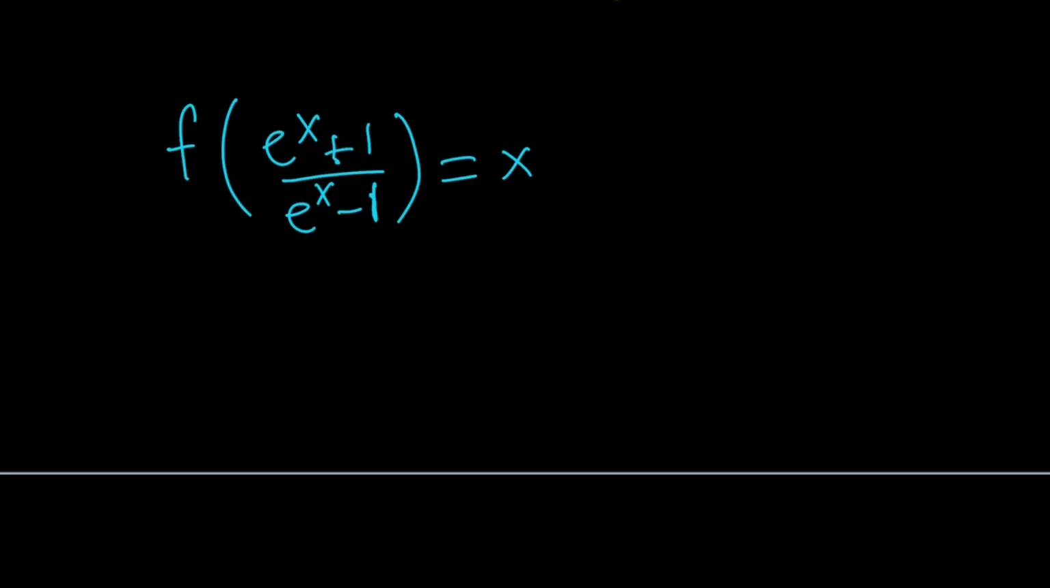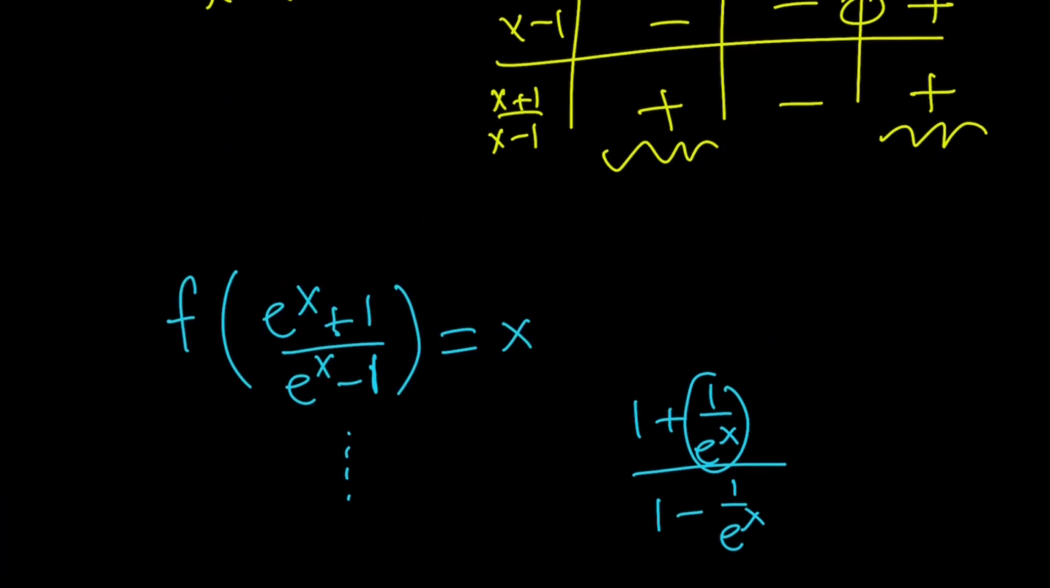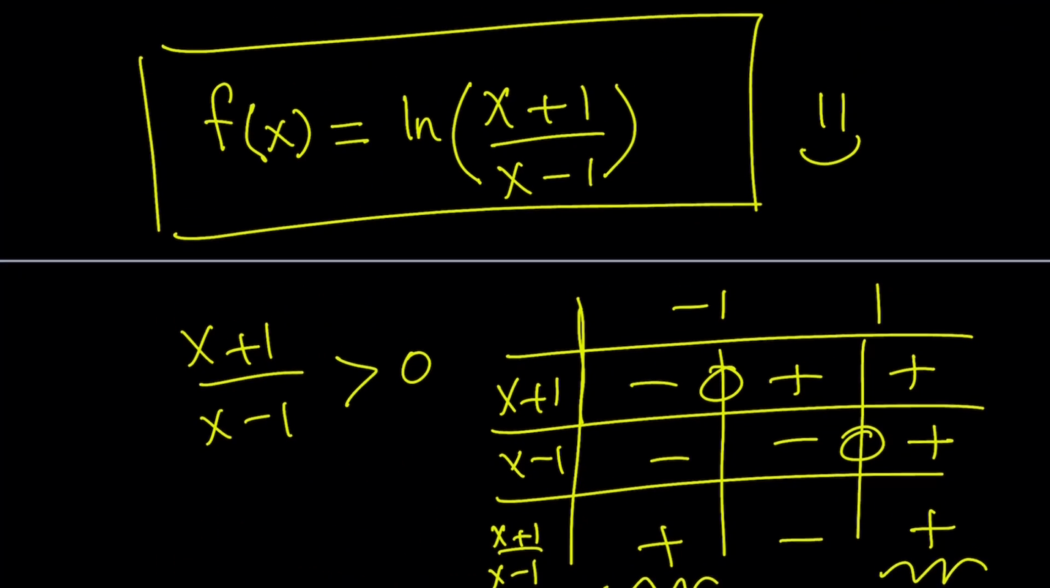Is there a way to find f of x in an easy way from here? Like, for example, can you divide everything by e to the x? Maybe 1 plus 1 over e to the x over 1 minus 1 over e to the x, and then calling it something. Well, I don't think it's going to amount to anything significant, but if you do know any other method, please let me know if there's any other way to do it.